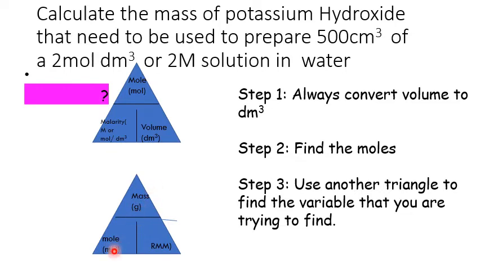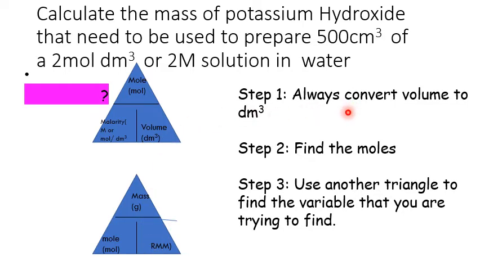And then after I find my mole, it's easy for me to just convert to mass, because mole is in every triangle. They want me to find the mass, and this triangle has both the mass and the mole. Okay, and RMM I could easily calculate using the periodic table.